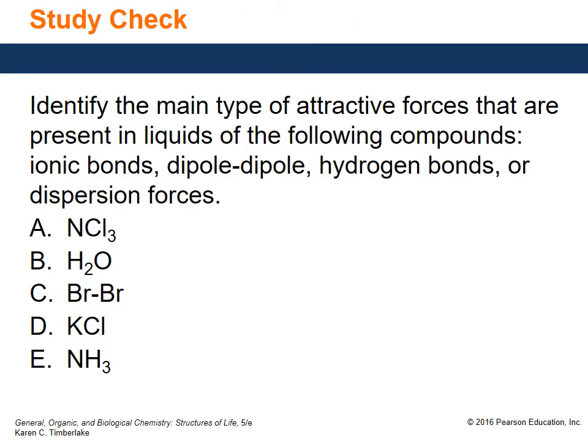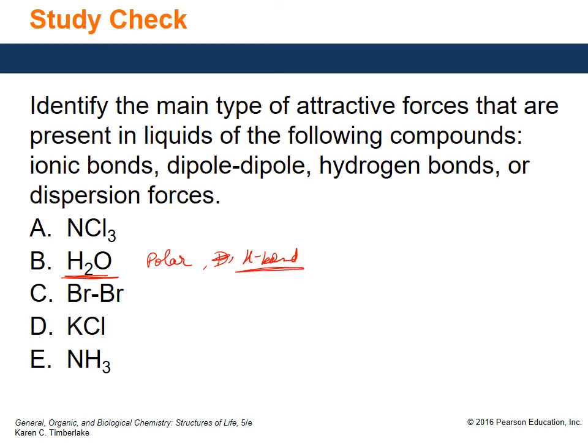So the question could look something like this. Identify the type of attractive force that is present in liquids of the following compounds. Is it ionic bond, dipole, hydrogen bond, or dispersion? How would you do this? To do this, you have to figure out if the molecule is polar or non-polar, and depending on that, you would decide. So if we are talking about water, H2O, it is basically a polar molecule, and it also has hydrogen bonded to oxygen. So it will consist of hydrogen bonds.